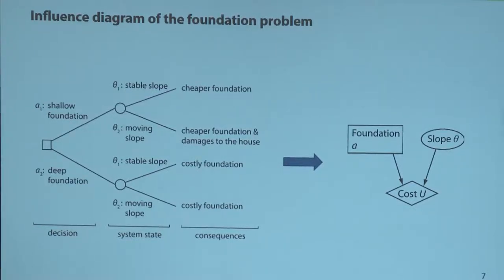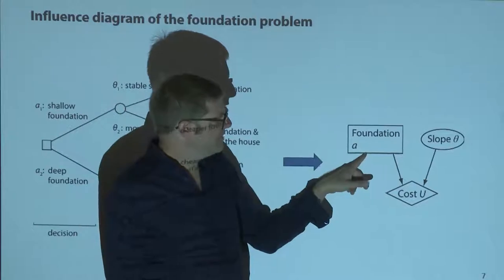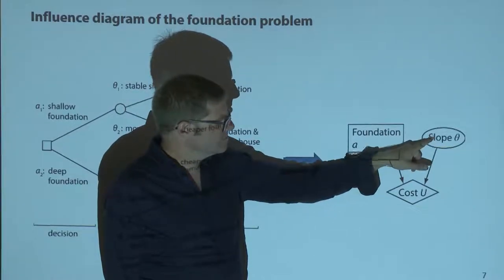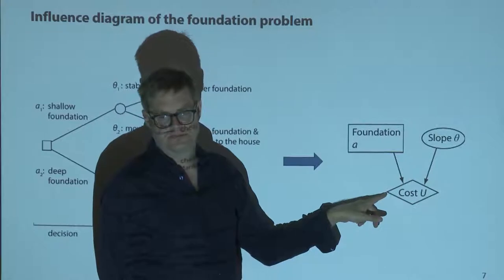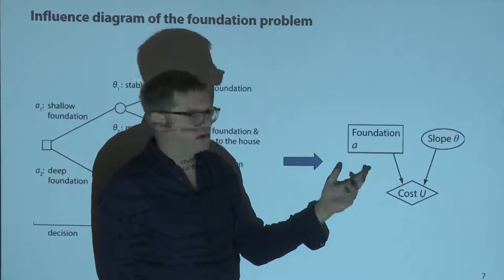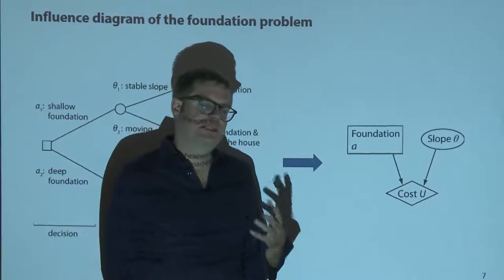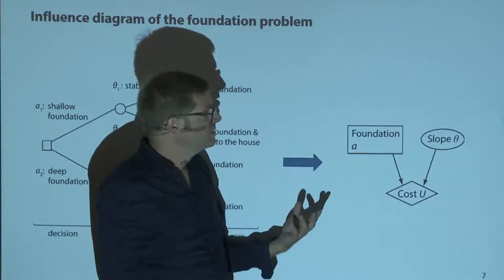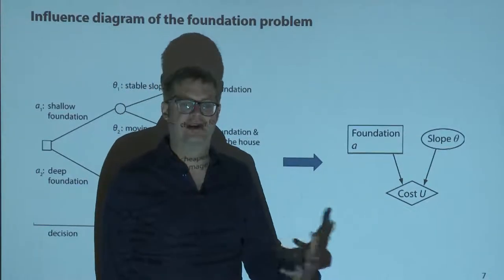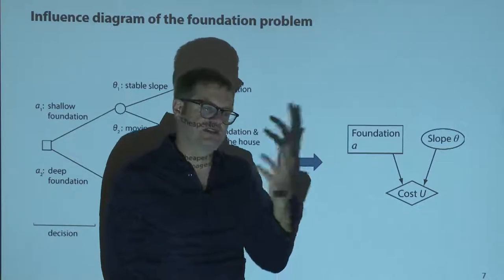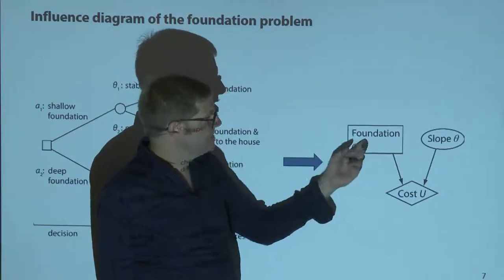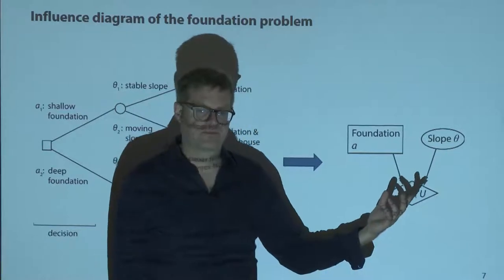The interesting thing in this is, again, the links. How are things linked to each other? Now, what we see here is both the foundation and the slope affect the consequences. Maybe more interesting is that there is no arrow here. This means that this particular decision has no effect on our random variable, our state of nature also. So the foundation does not change the slope in this example.